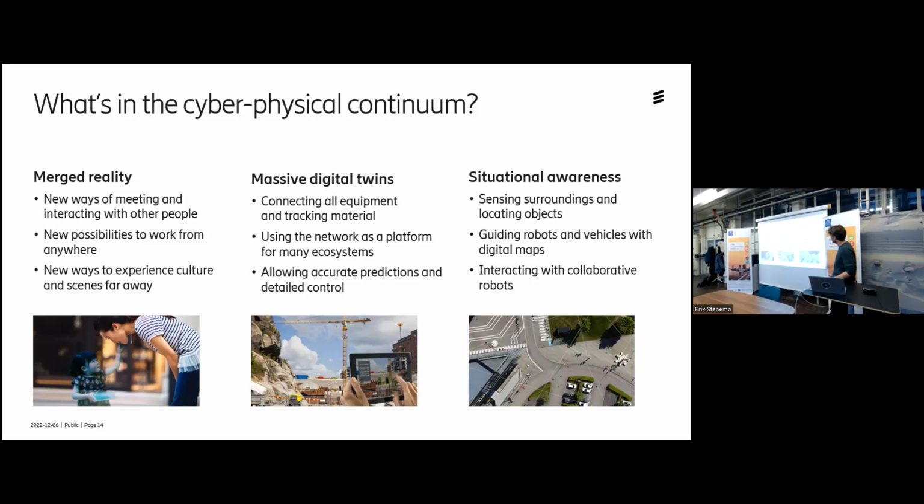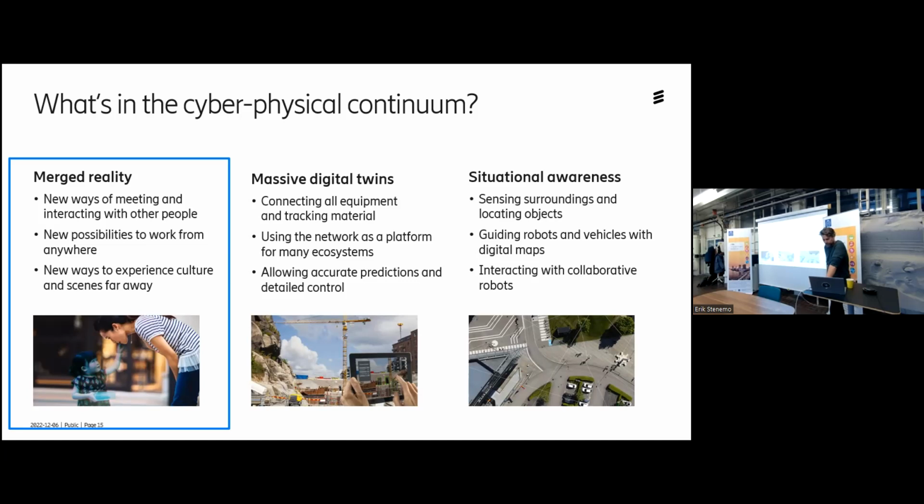And then finally, situational awareness. So that's very interesting for you that work with transport. So you should be able to get an understanding of the physical surrounding around a network node. You should be able to locate objects that are not connected. You should be able to guide robots and vehicles with digital maps provided by the network. And you should be able to interact with cobots or collaborative robots. And that's all based on understanding the physical surrounding. So creating a map of the physical surrounding and updating it in real time.